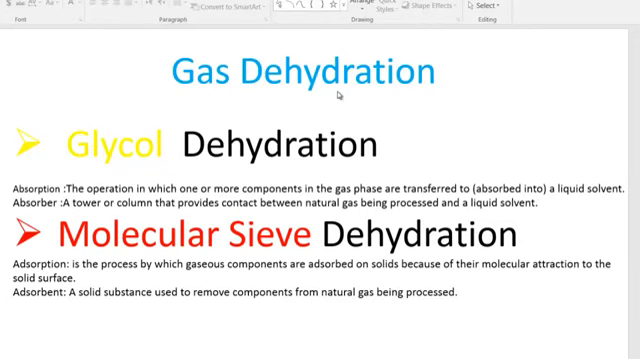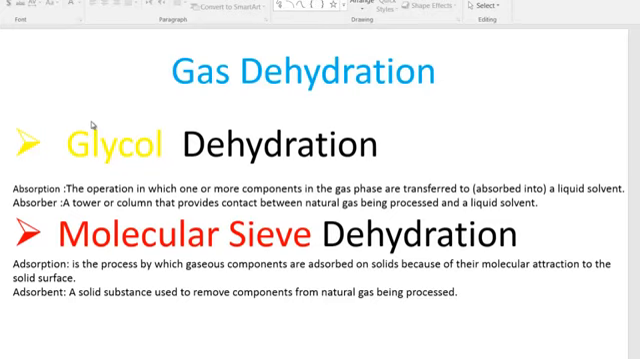Our subject is gas dehydration. There are many ways to do gas dehydration. We select here two methods for dehydration. The first method is by absorption. In this method, we use a chemical desiccant, liquid glycol.